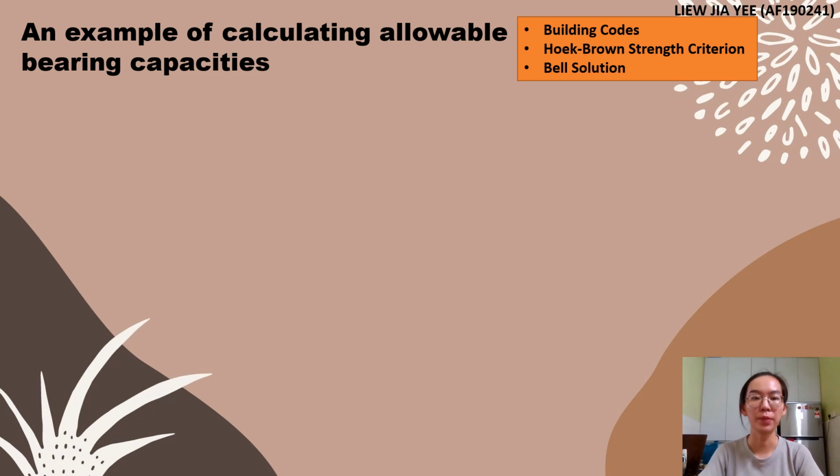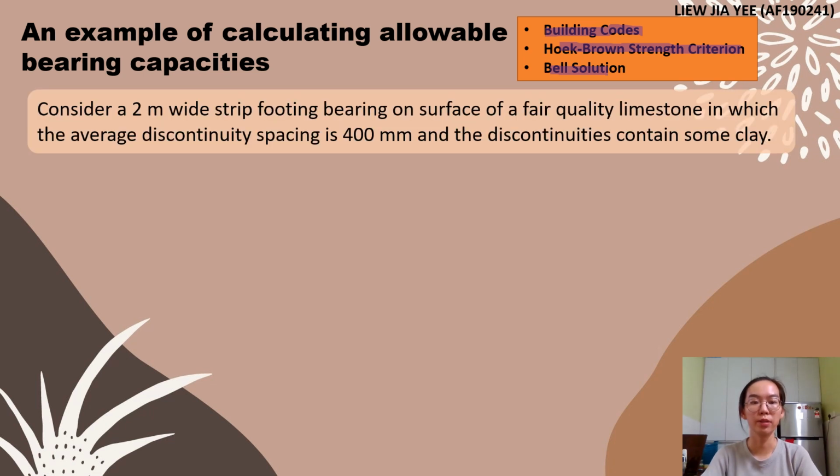My name is Liu Jai, and today I would like to continue with the part of results and discussion by showing examples of calculating allowable bearing capacities of wide strip footings. I will be using three methods, which are building codes, Hoek-Brown strength criterion, and Bell's solution, in calculating the bearing capacity.